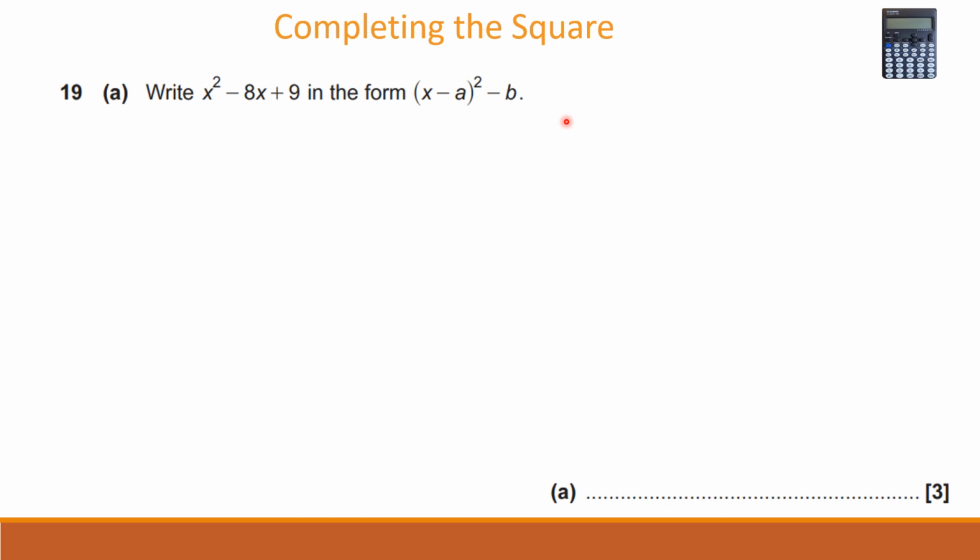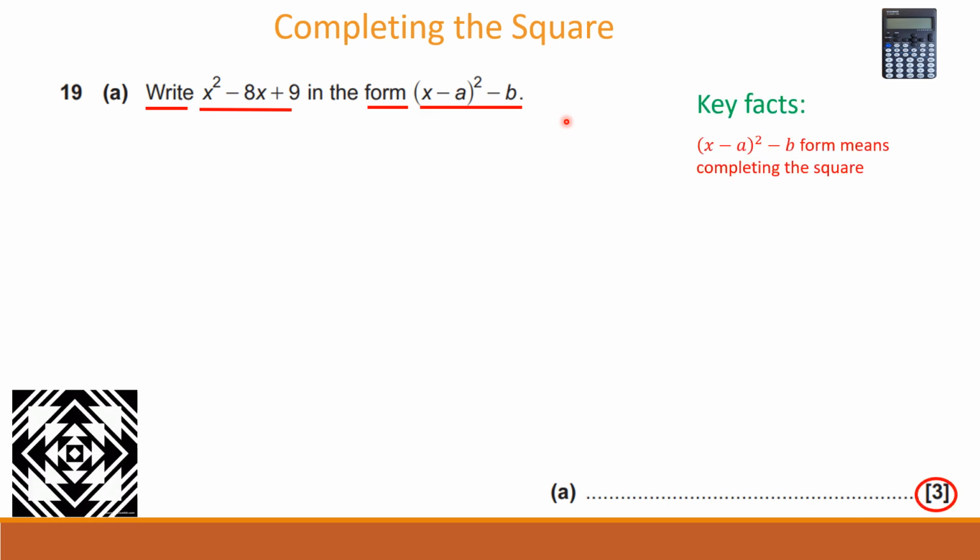Now, the key word is the word "write". The question you've got is x squared minus 8x plus 9, and then you've got to write it in the form x minus a all squared minus b, and this tells us that we're completing the square, for 3 marks.